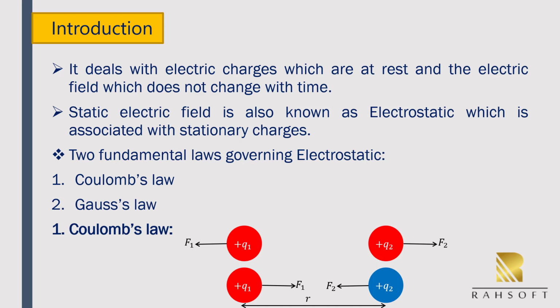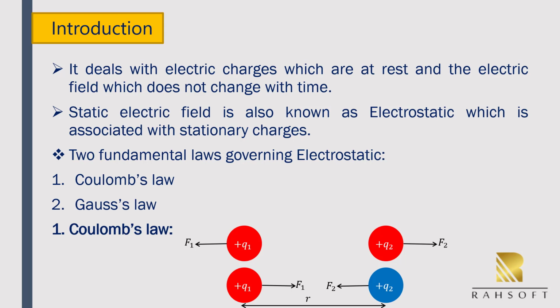Because the field is static, there is no motion in charge; point charges are at rest. There are two fundamental laws governing electrostatics, Coulomb's law and Gauss's law. First we will discuss Coulomb's law because it is very important in solving many problems of electrostatics, and based on this law we will talk about electric field intensity, electric flux density, energy and potential. Later on we will discuss Gauss's law.